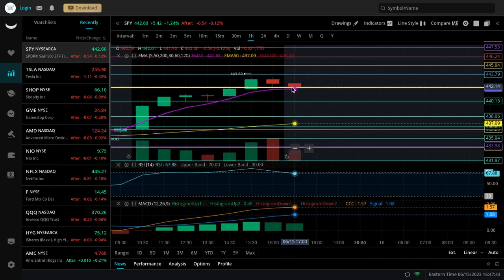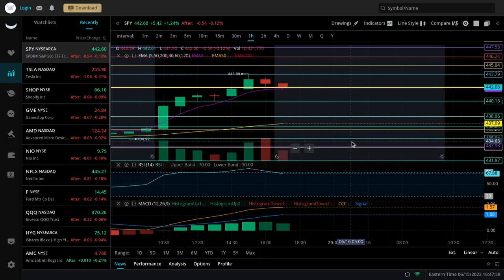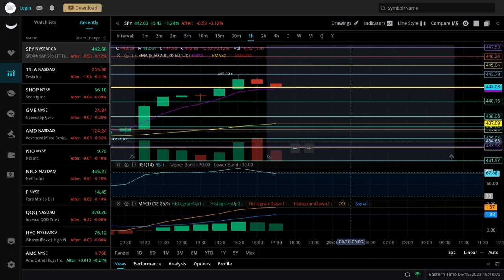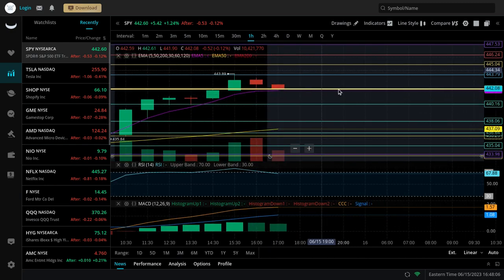If it does cool down, because there's no signal of it truly cooling down just yet, there's a slight drop at the end, but nothing too major. If it cools down, you're going to be watching support at 440. If that fails, 438 and 437, which is where we have the 50 EMA. Then we have 436.64 to 436.25, followed by 435 after that.